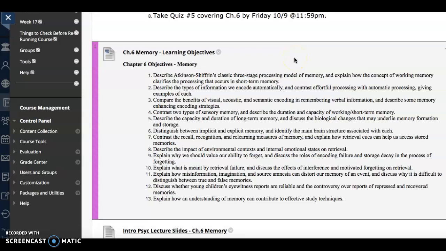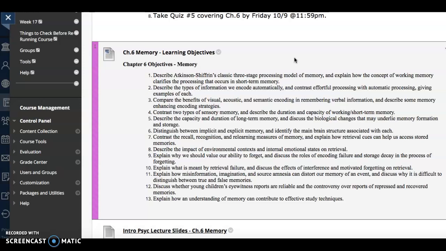This is the podcast for Memory, Chapter 6, Learning Objectives. So for this chapter, we'll be starting with covering different theories of how memory is formed.